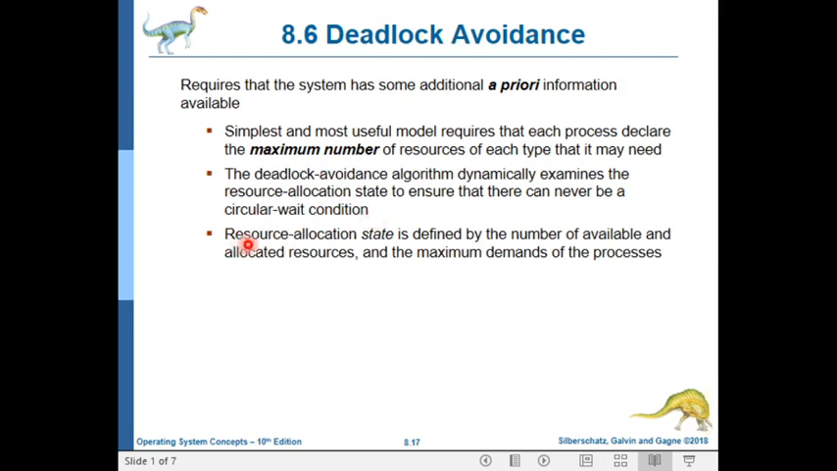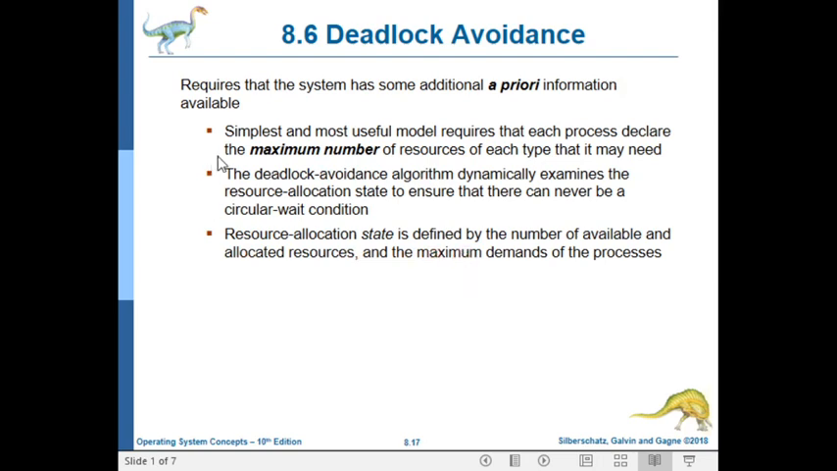So what is the resource allocation state? The resource allocation state is defined by the number of available resources, the number of allocated resources, and the maximum demands of the threads. This is what we call the additional information that is required.